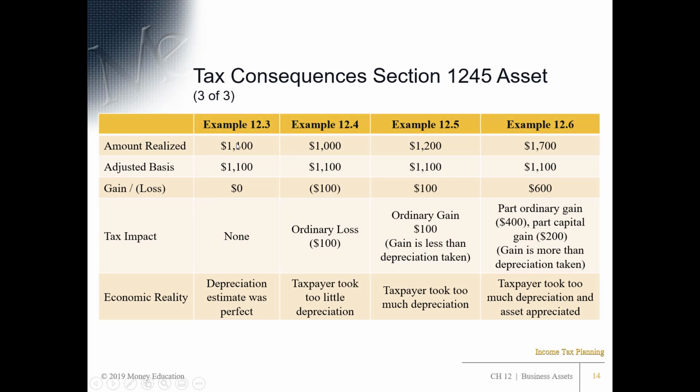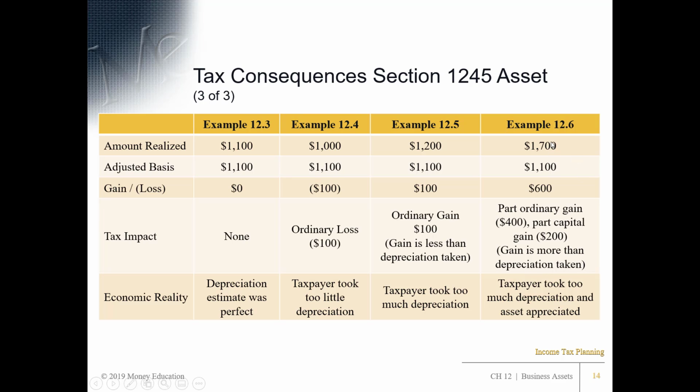Example, amount realized. If he sells it for $1,100 and his adjusted basis is $1,100, which was $1,500 minus the $400 in depreciation, then there's no gain or loss. If he sells it for $1,000, but his adjusted basis is $1,100, there's an ordinary loss of $100. If he sells it for $1,200, adjusted basis is $1,100, then he has an ordinary gain of $100. The gain is less than the total depreciation of $400.